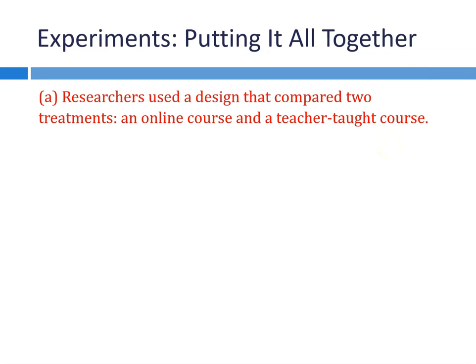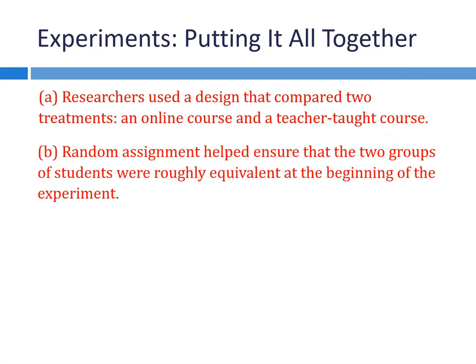Part B, explain the purpose of randomly assigning the students to 2 treatments. Random assignment helped ensure that the 2 groups of students were roughly equivalent at the beginning of the experiment. So you avoid saying, okay, I'm only going to pick students who are highly motivated, or students who have high GPAs, or students who have an affinity for math. The fact that you did random assignment helped ensure that the 2 groups were roughly equivalent, meaning they were both heterogeneous in their characteristics at the beginning of the experiment.